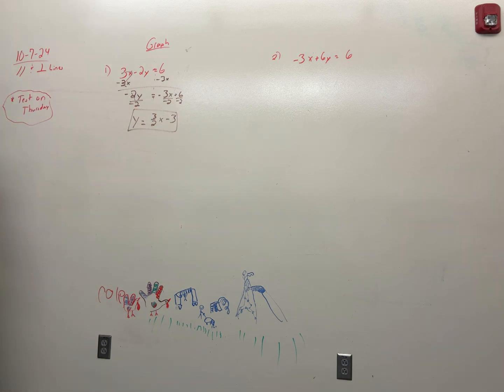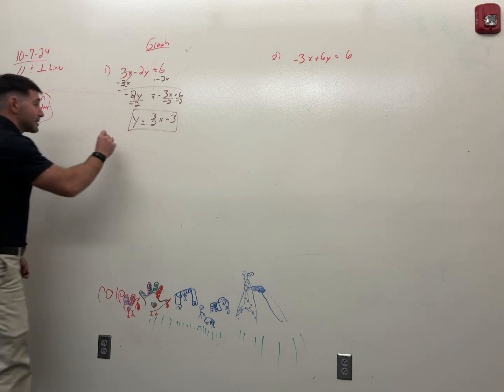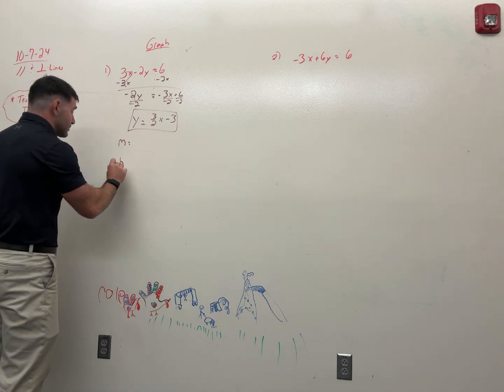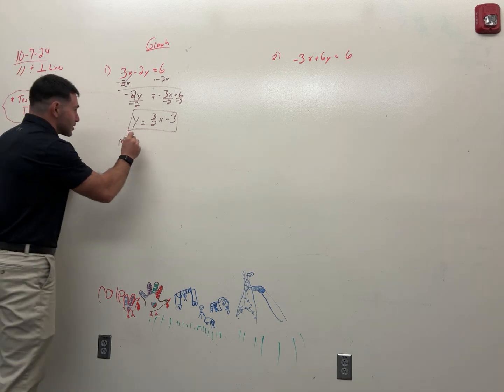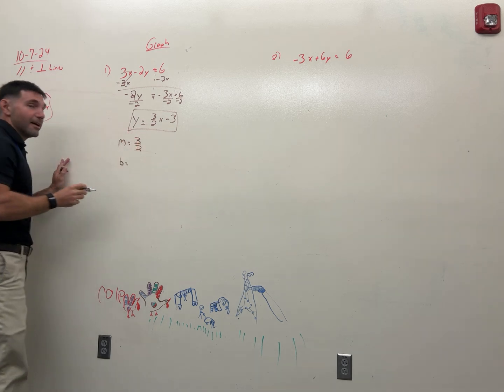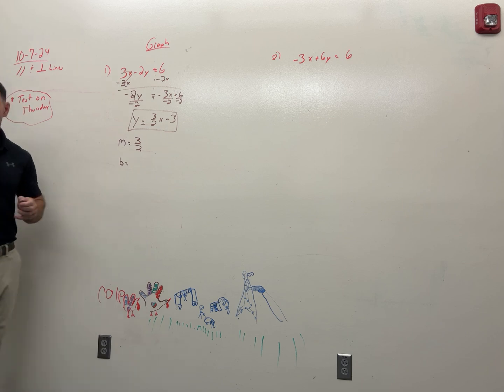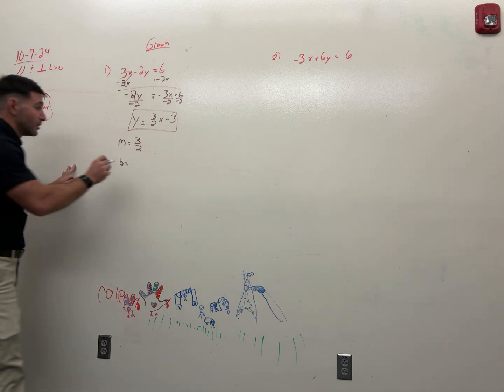What I will always do as I'm teaching this is say, what is my m, what is my b? M stands for what? Slope. M stands for slope. My slope is 3 halves, that's my rise over run. What does the b stand for? Y-intercept, which is negative 3.